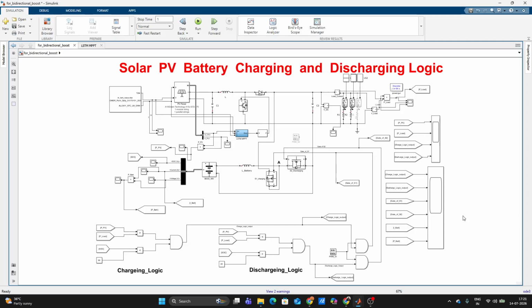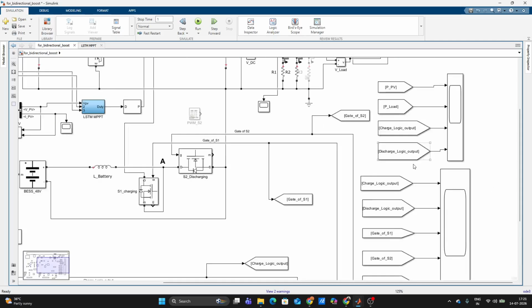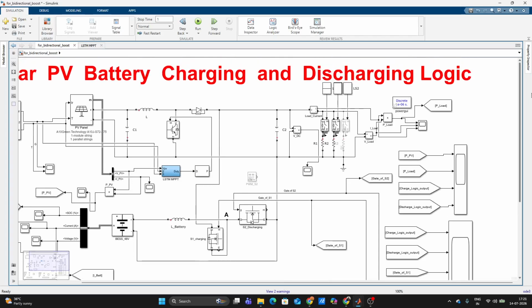So in this video, we'll see solar PV battery charging and discharging logic. I have one solar PV model. Let me show you.